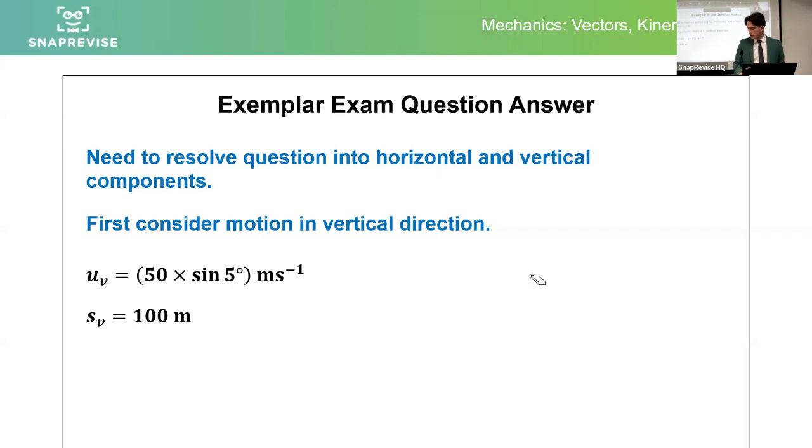Right. So the displacement vertically is 100. And notice that for this, I'm resolving downwards as positive.